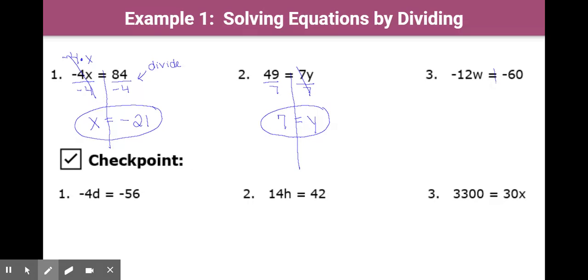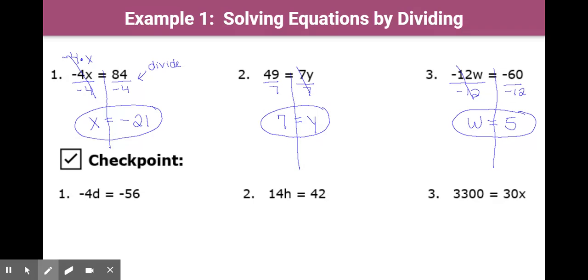Problem 3. This problem says negative 12 times w equals negative 60. Again, to undo this multiplication, I need to divide both sides by negative 12. My negative 12's will cancel. Bring down w equals. A negative divided by a negative is a positive. 60 divided by 12 is 5.